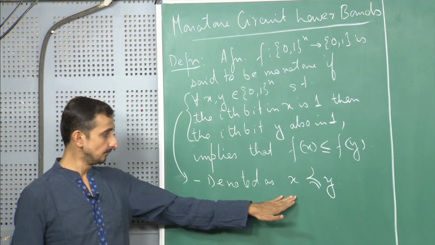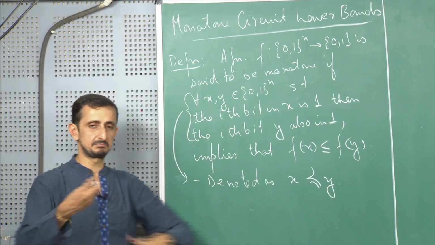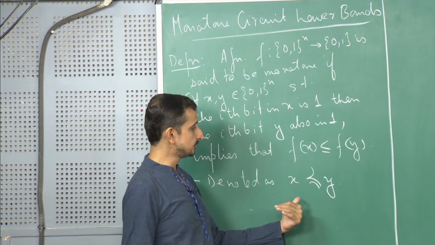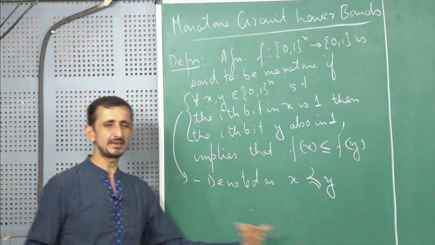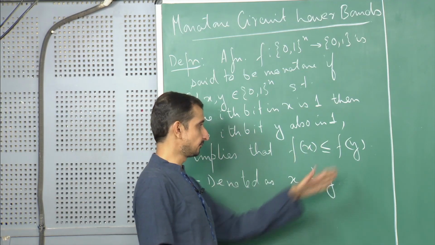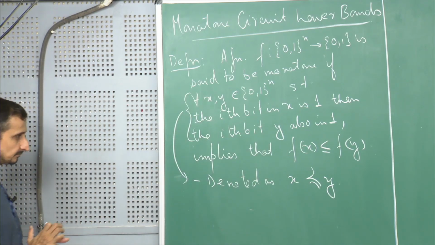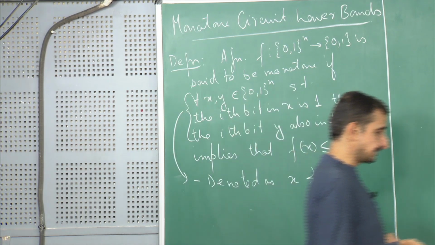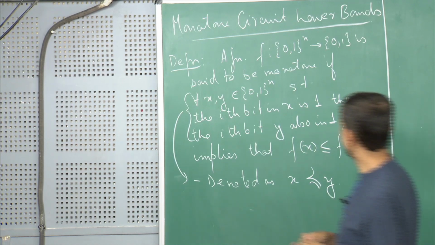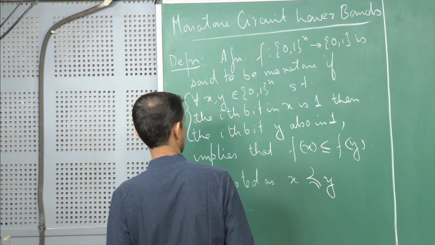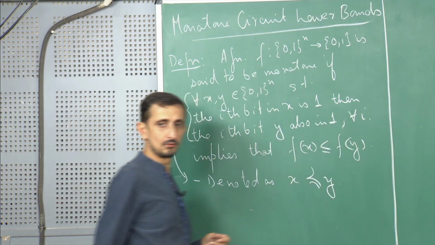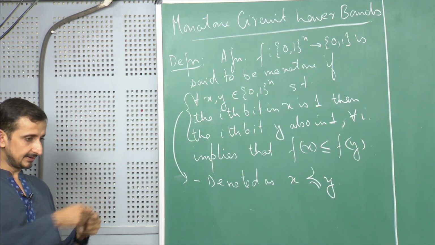If you move along the Boolean hypercube, it means that I am going from x to something y such that all the bit positions that are 1 in x must be 1 in y. y can have some more ones as well, and if that happens, then f of y must be greater than or equal to f of x. Another way to look at it is this.